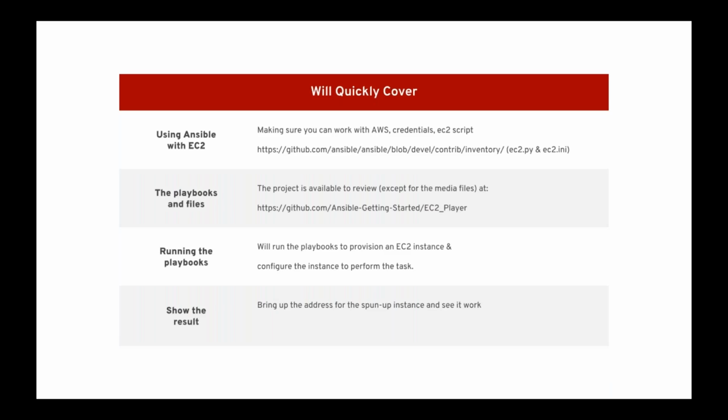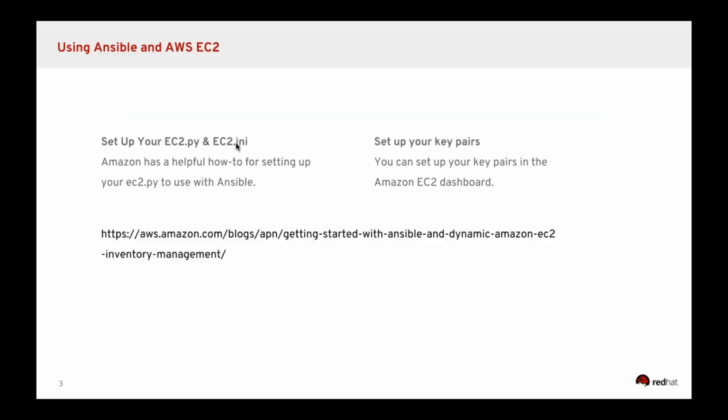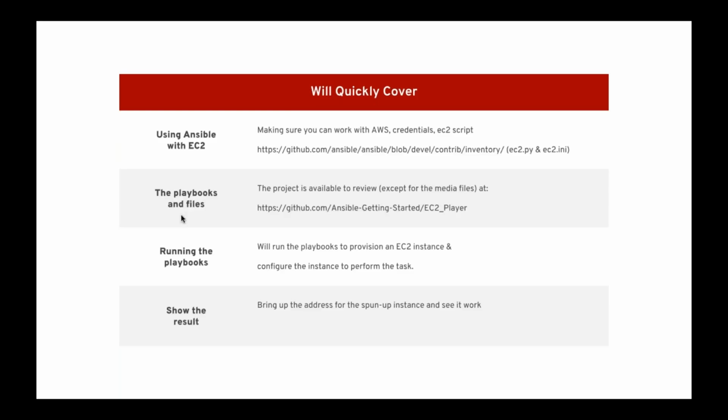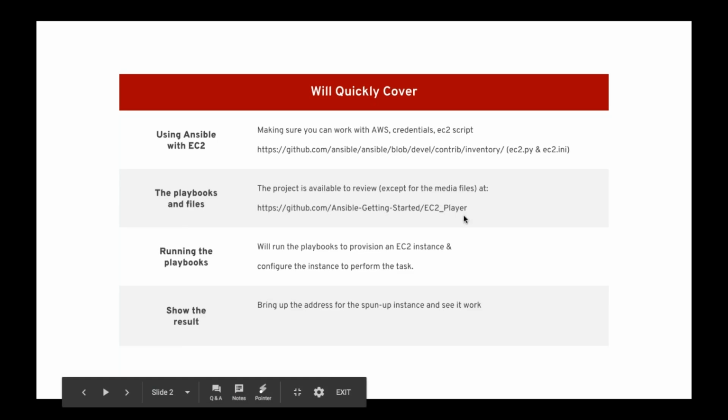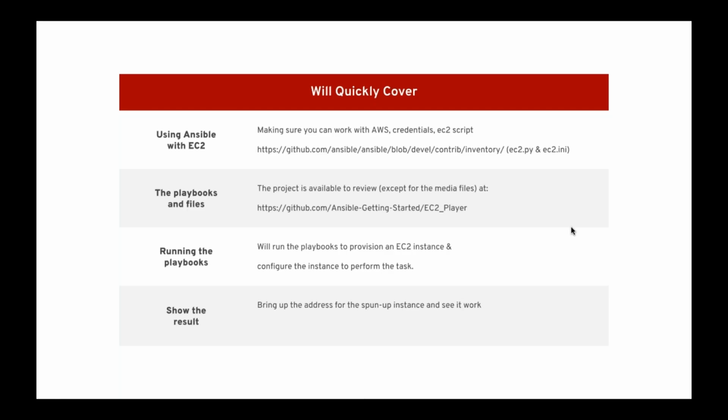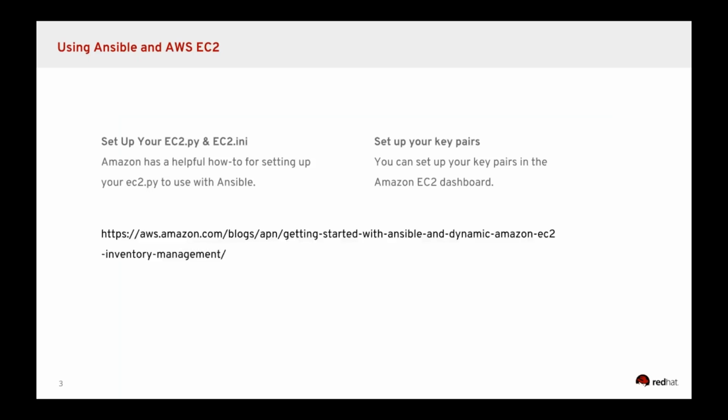What I'm going to walk through here is how to use Ansible with EC2. That's going to be talking about getting your AWS credentials, getting your ec2.py script. I'll include the link to the ec2.py here. I'll talk about the playbooks that I'm going to run and what they're supposed to do. Then I'm going to run the playbooks for you. So I'm going to talk about what I'm going to show you, and then I'm going to show you.